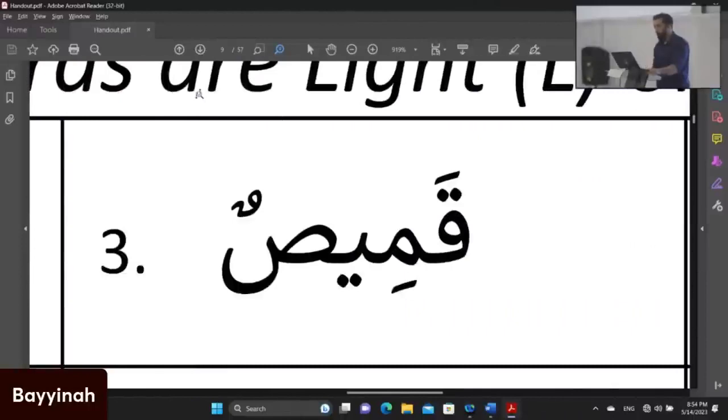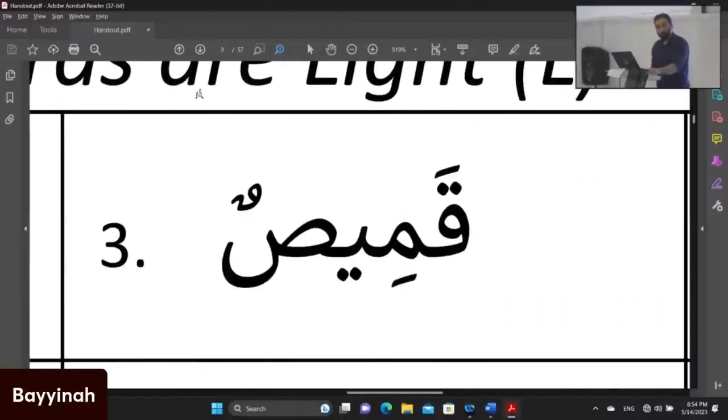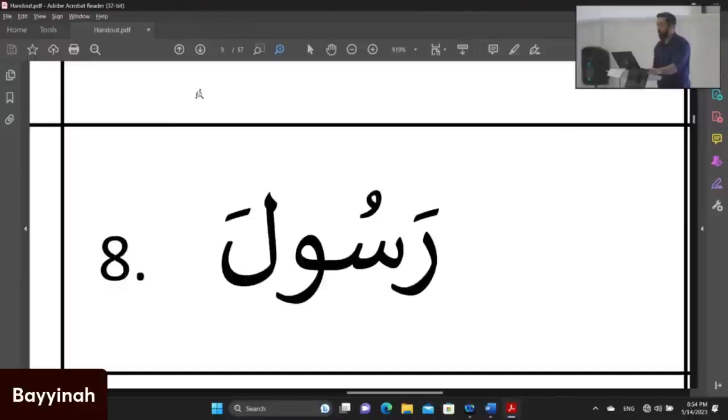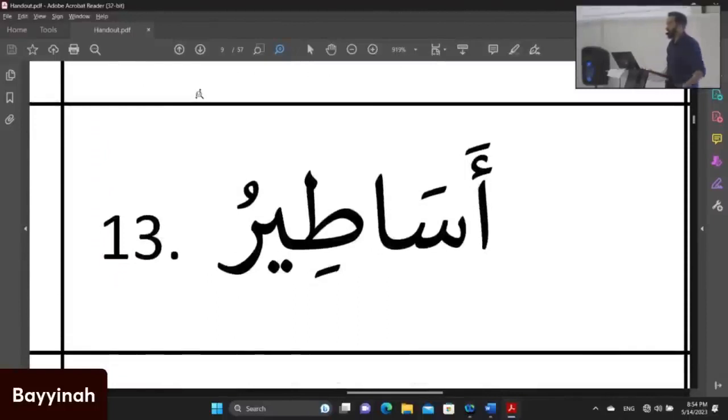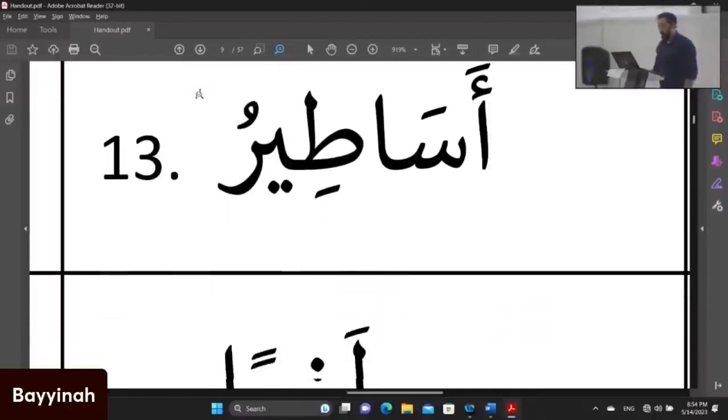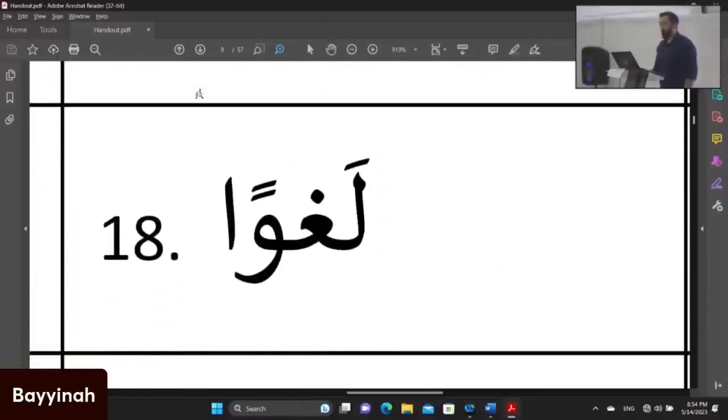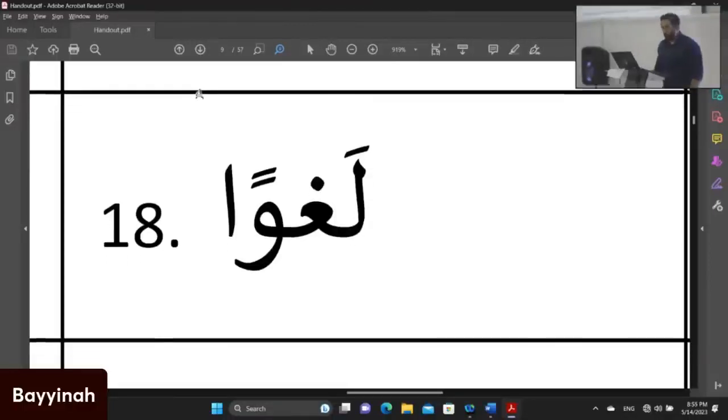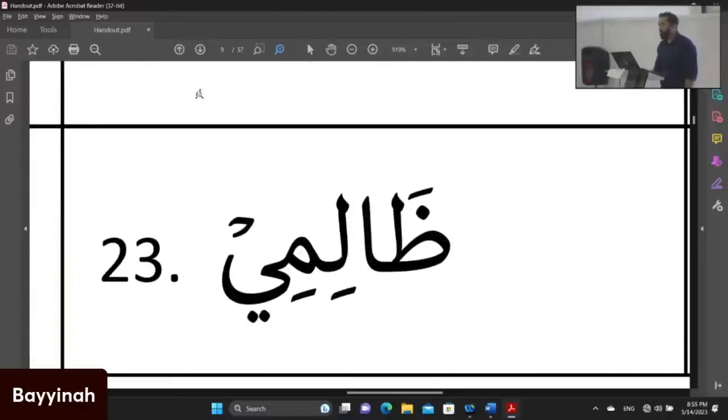Qamisun. Heavy. Light version. Good. Rasula. Light. Heavy version. And if you were to write it, it would be Rasulan with an alif. Good. Rasulan. Nice. Asatiru. Heavy version would have been? Asatirun. Yes. Laghwan. Heavy. Light version? Would it be written differently? What would be different? There wouldn't be any alif. Laghwan would be laghwa.